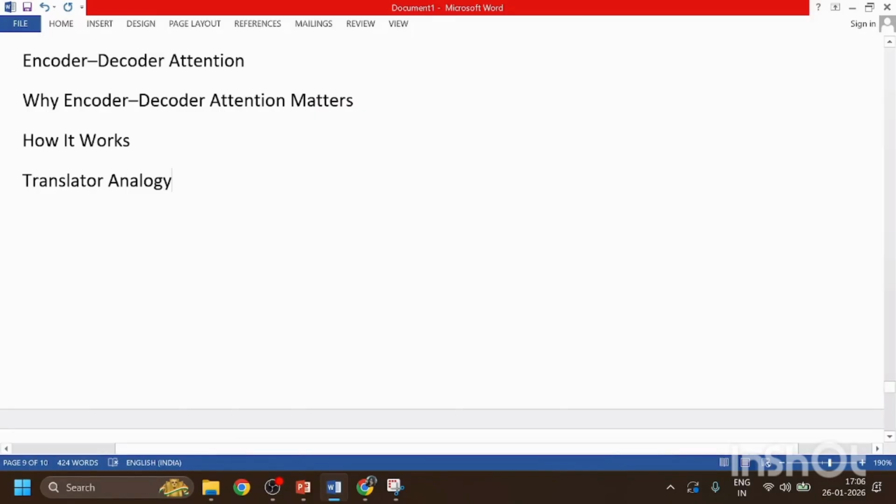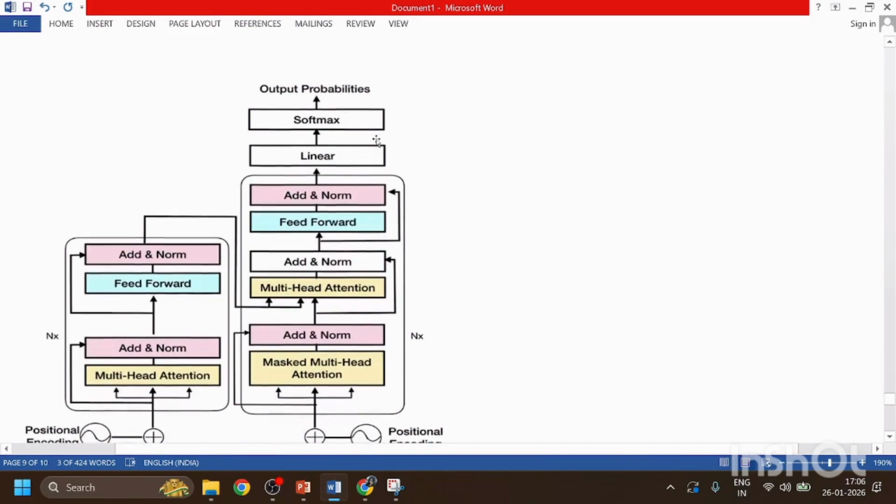Now we are going to understand encoder-decoder attention. Here you can see the output of the encoder is connected to this layer of the decoder. This line is called the encoder-decoder attention.